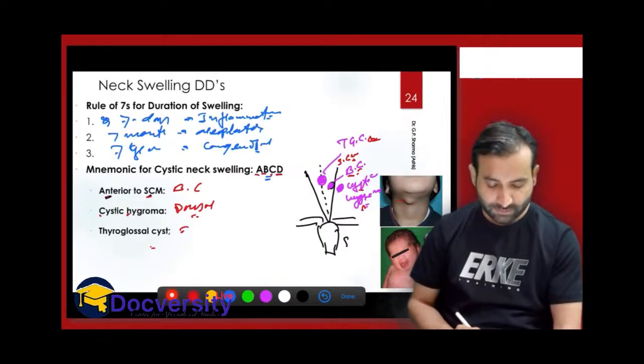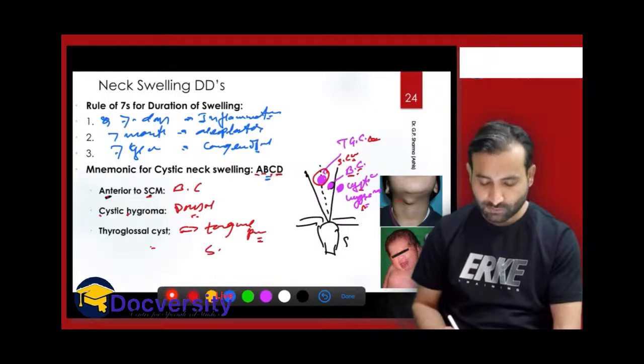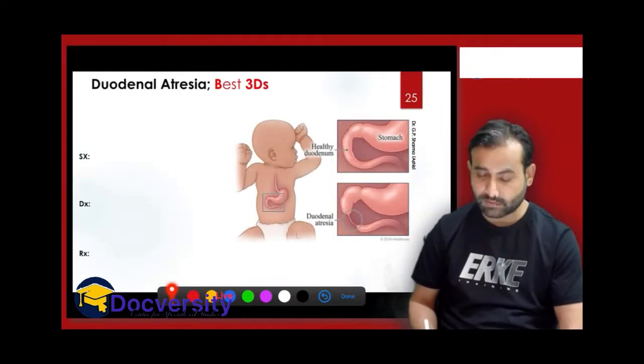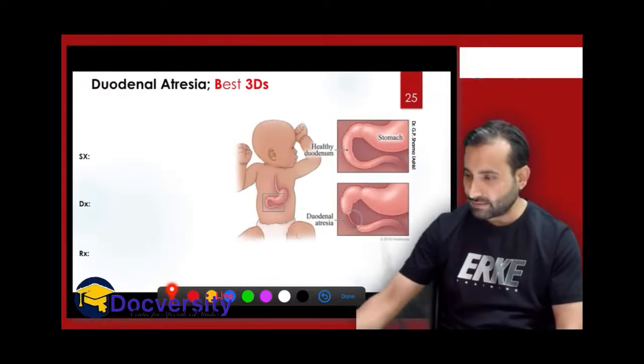And the thyroglossal cyst, where is the thyroglossal cyst? It is present in the midline. And this thyroglossal cyst moves with what? Tongue protrusion and swallowing, so that you will understand this is the thyroglossal cyst. You can see over here in the picture, thyroglossal cyst, and this is a cystic hygroma, right? So you should understand their positions, okay?